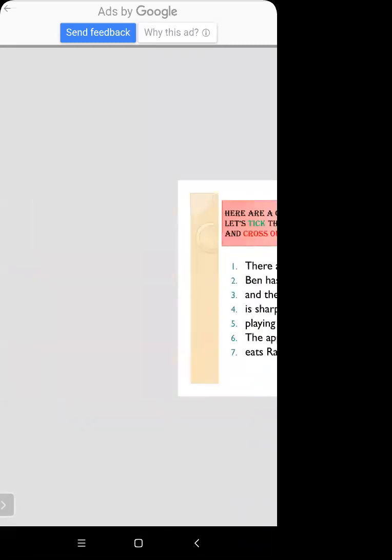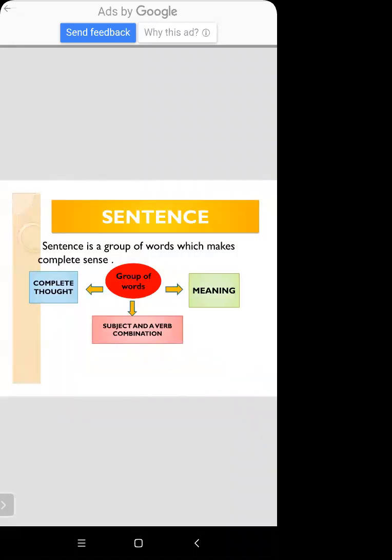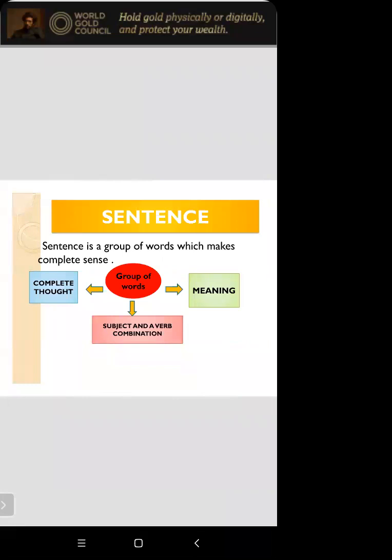Now, let's revise again. What is a sentence? A sentence, जिसको हम हिंदी में बोलते हैं वाक्य. क्या होता है? वाक्य शब्दों का समूह होता है जिसमें क्या होता है? कंप्लीट मीनिंग होता है. So now a sentence is a group of words which make complete sense. Students, group of words you have to notice from the chart. Sentence is a group of words. It has a complete thought. It has a subject and verb combination, and it has a meaning. So this is overall called the sentence.